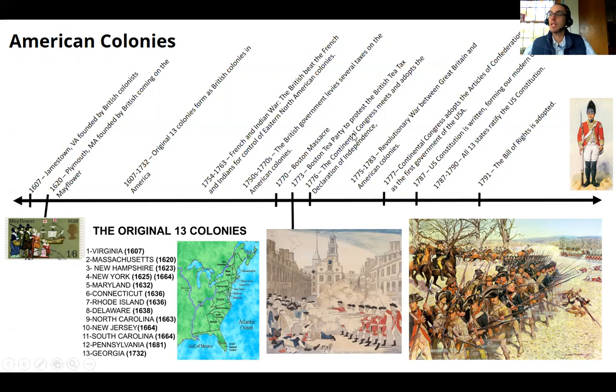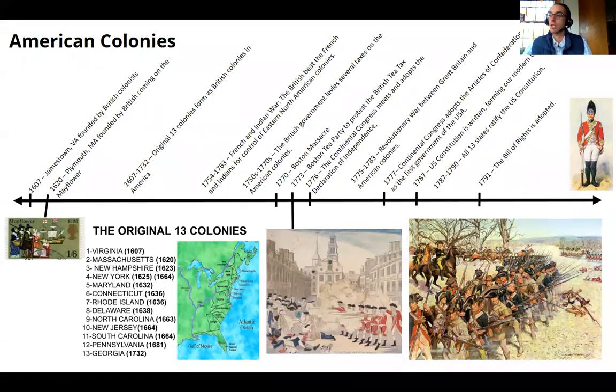You have the Boston Tea Party, where American protesters dumped tea into Boston Harbor to protest the British tea tax. There was a very high tax they didn't like. So their money is going to the government in London instead of staying in America. And so it comes to the point where in 1776 they declare independence.